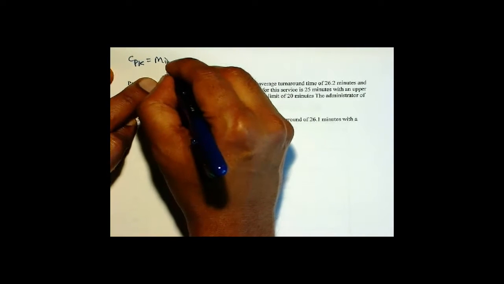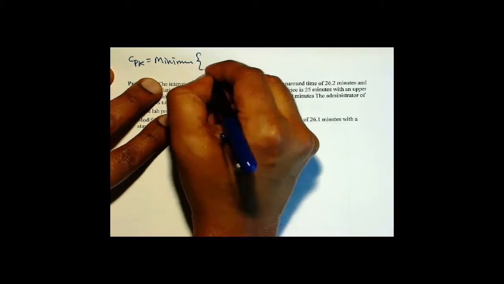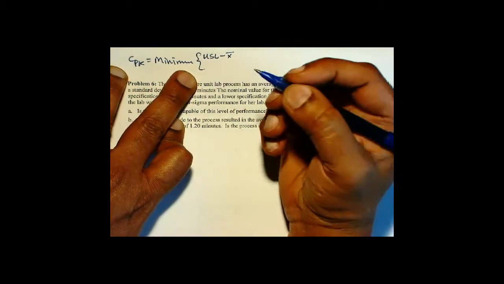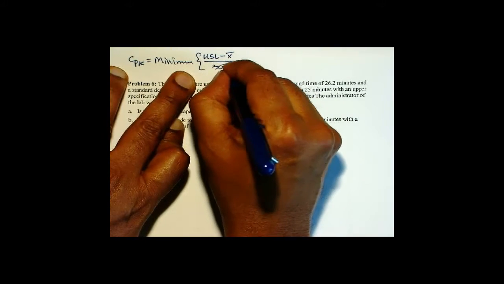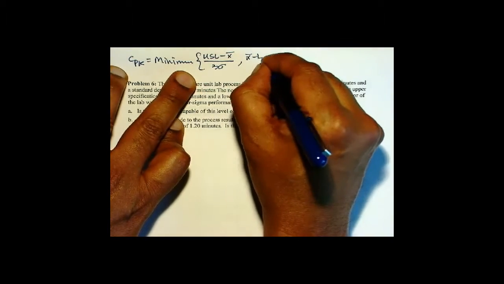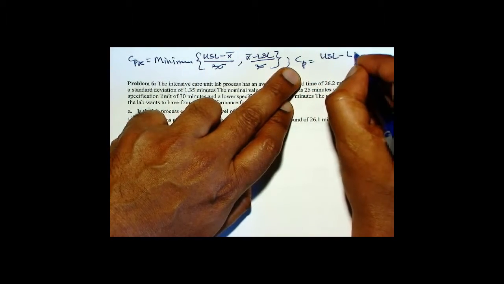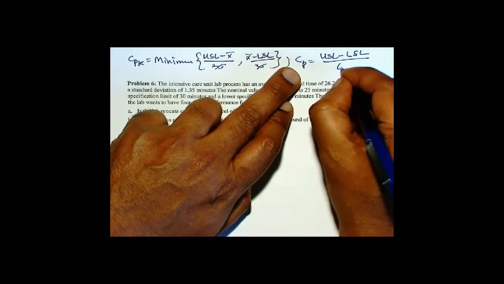Now let's work a problem out. Remember, C sub pk is the first thing to calculate, so that is the minimum between the upper specification limit minus x bar over 3 sigma, and x bar minus the lower specification limit divided by 3 sigma, 3 standard deviations. And C sub p is the upper specification limit minus the lower specification limit divided by 6 times the standard deviation.